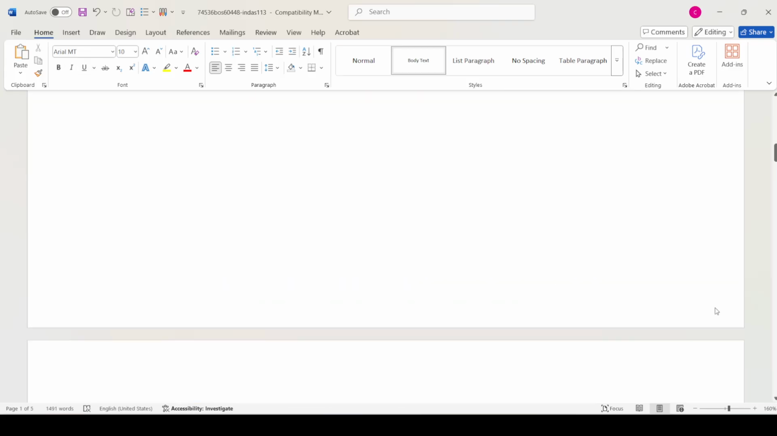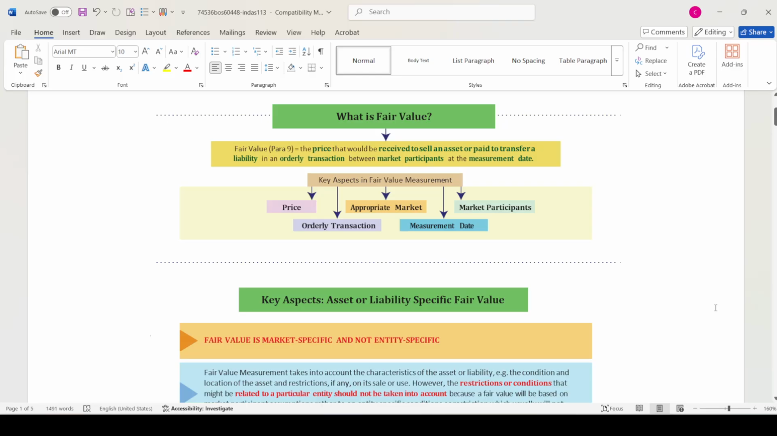Now, what do you mean by asset specific restrictions are considered, entity specific restrictions are not considered? What does it exactly mean? Suppose the entity has a land. As per the object clause mentioned in the MOA, the entity can use that land only for commercial purpose. It cannot use that land for residential purpose. However, the buyer can use that land for commercial as well as residential purpose.